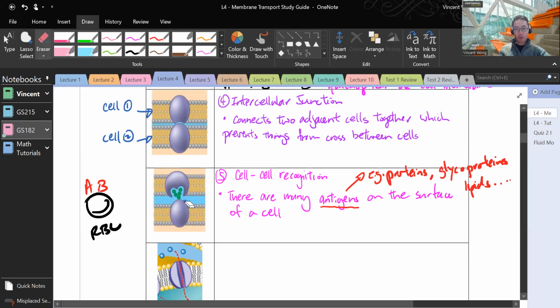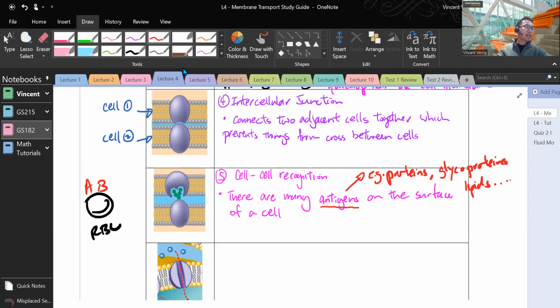So the membrane protein is going to be part of those antigens. Does that make sense? Any other questions?